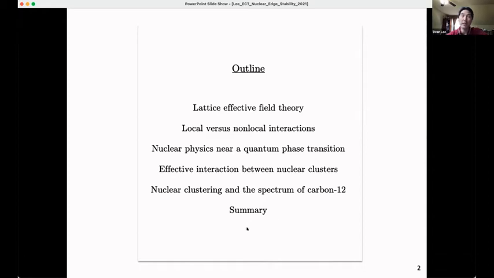I will summarize, but then I added a couple of slides on cluster entanglement, as well as model independent measures of the alpha cluster geometry.